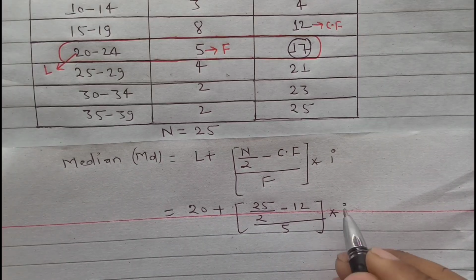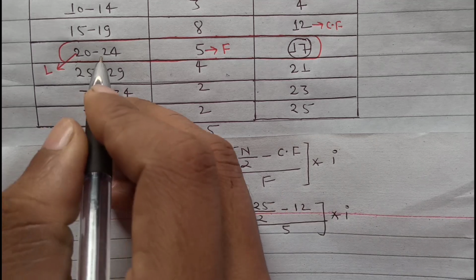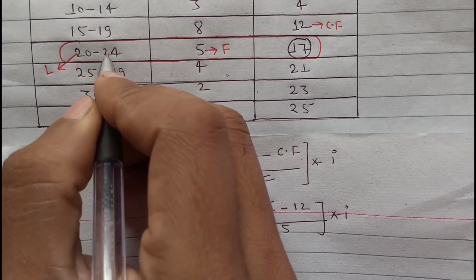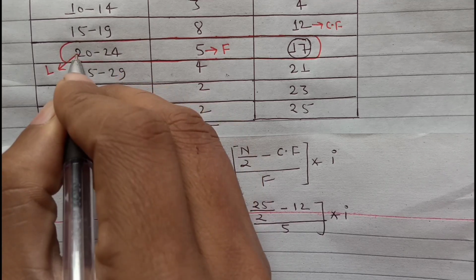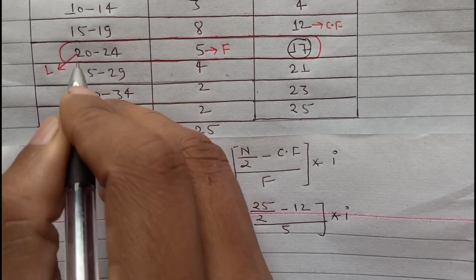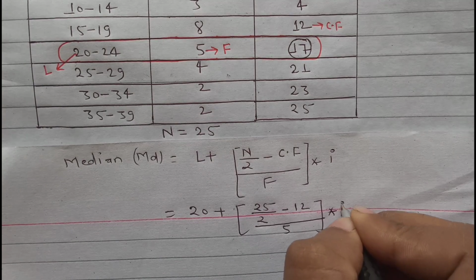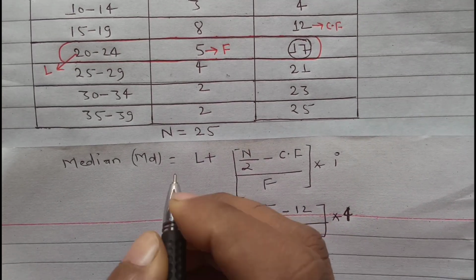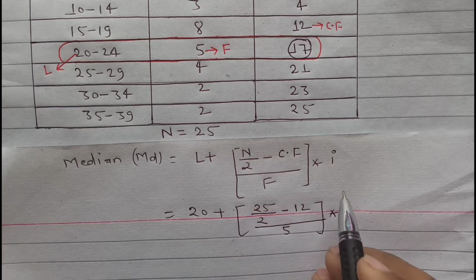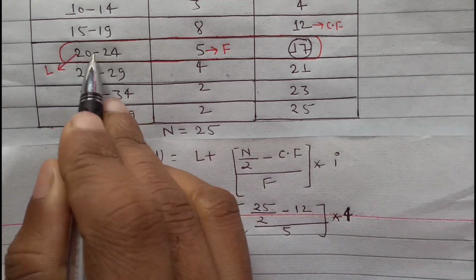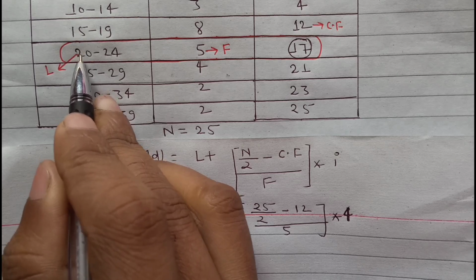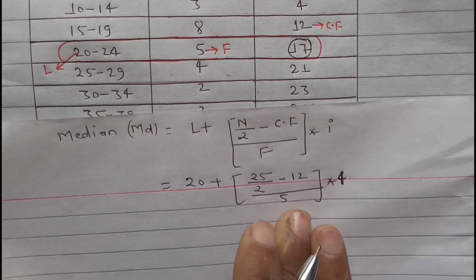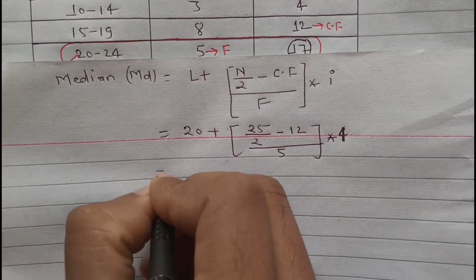I represents the difference between the class intervals. So what is the gap between the class intervals? We have to subtract higher limit minus lower limit, so 24 minus 20 is 4. So we have to write here 4. Clear? I represents the difference between the class intervals, higher limit minus lower limit, 24 minus 20. So we get 4. So we have to solve this one.